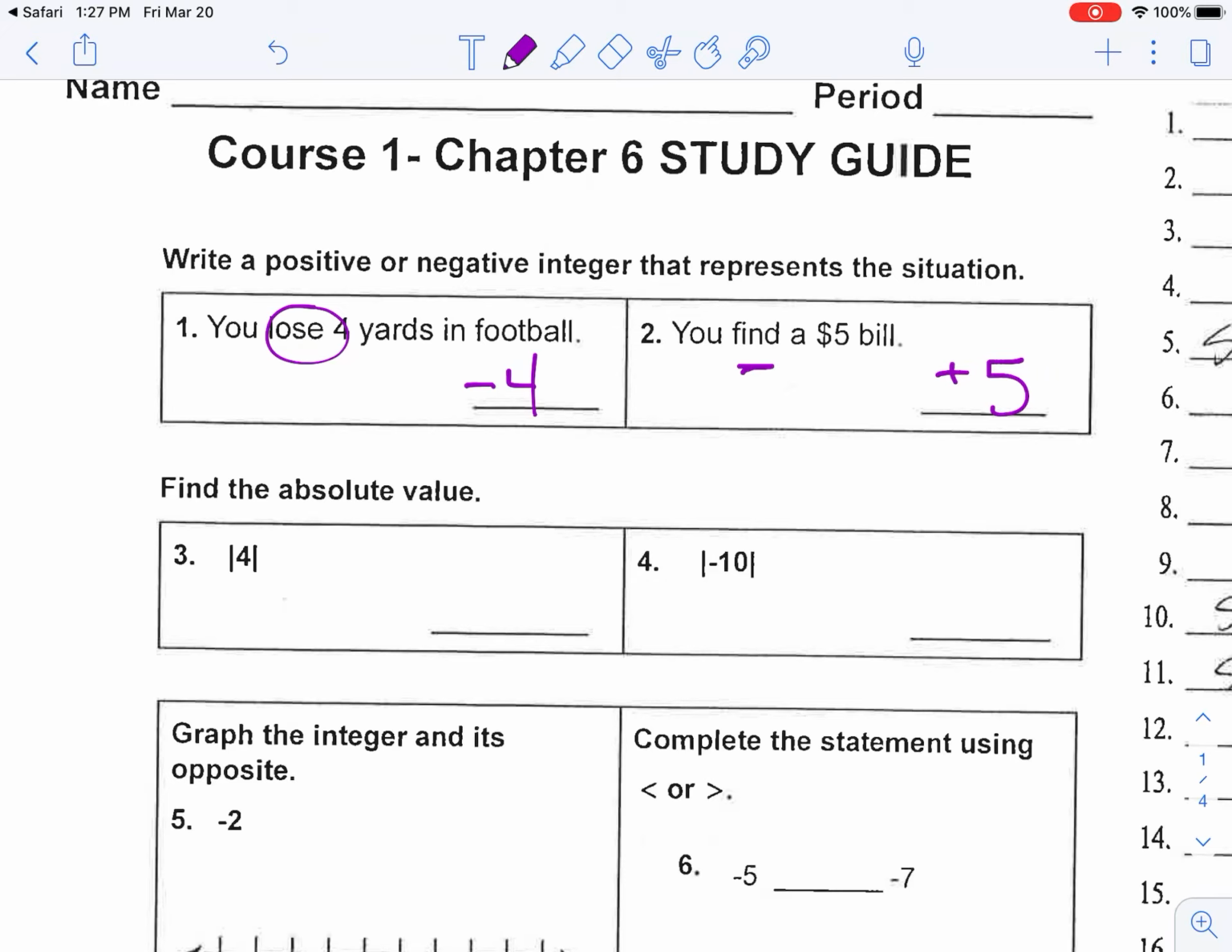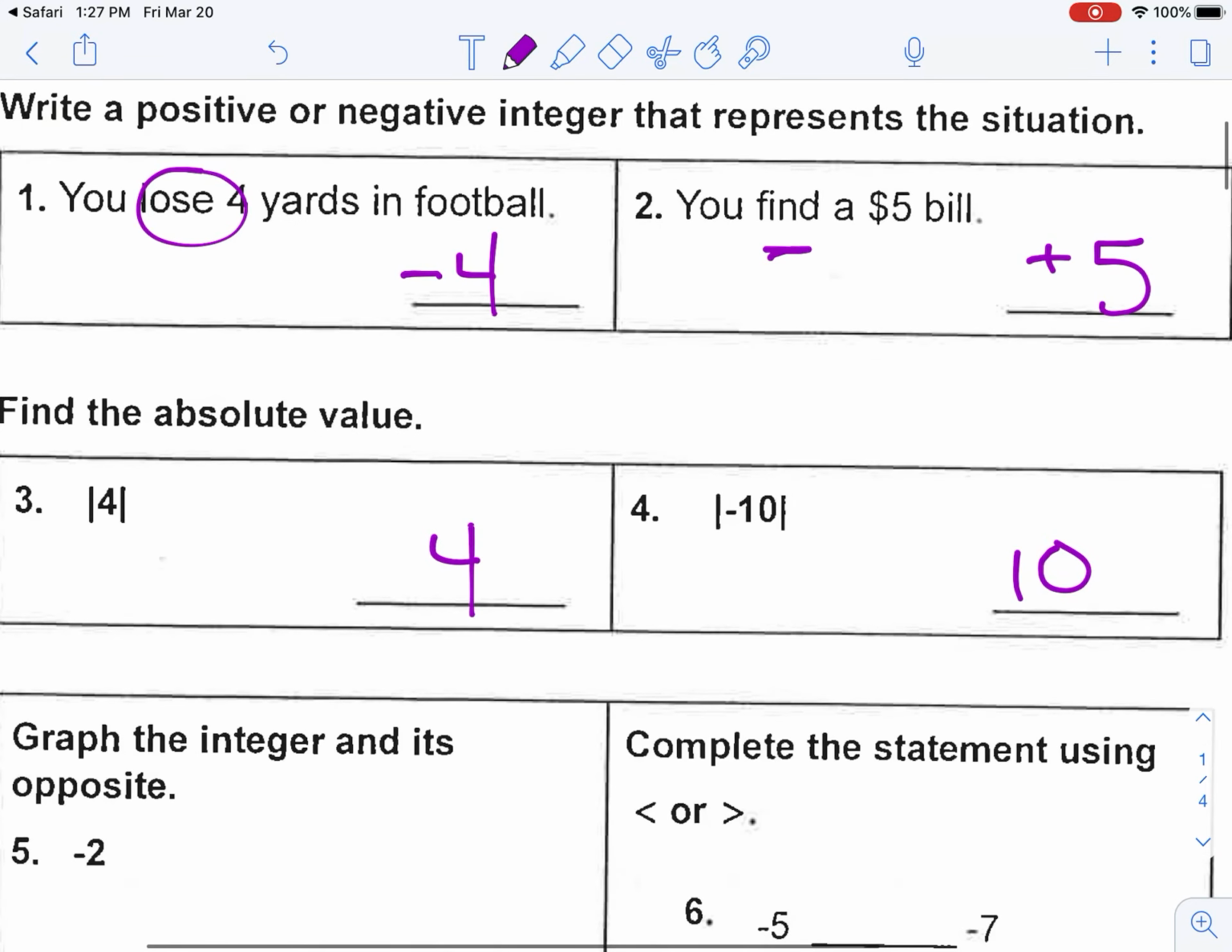3 and 4 is absolute value. Remember, the absolute value is the distance from 0 on a number line. So the absolute value of 4 is 4. It's 4 spots away from 0. And the absolute value of -10 is 10. -10 is also 10 spots away from 0. Absolute value is always positive.